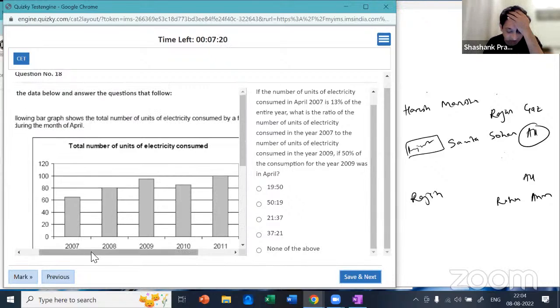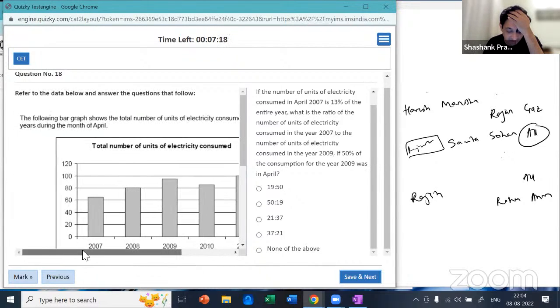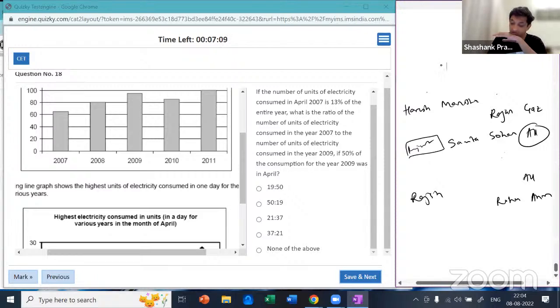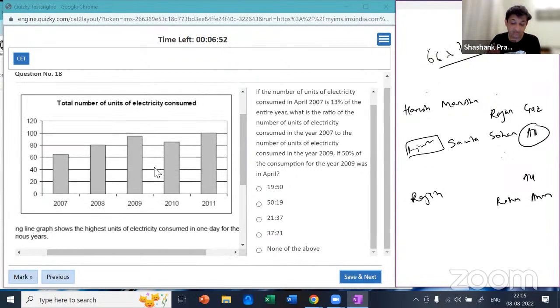I don't understand this. What is this? Form for various years during the month of April. Okay, total April was some 66 something, 13% of the entire year. So some 7.14 whatever percent, 7.1 whatever percent, doesn't matter. 2007 to 2009. Okay, 50% of the year 2009 was in April. Okay, understood.